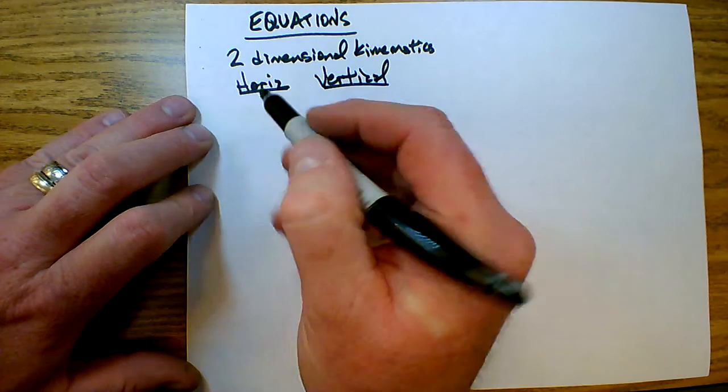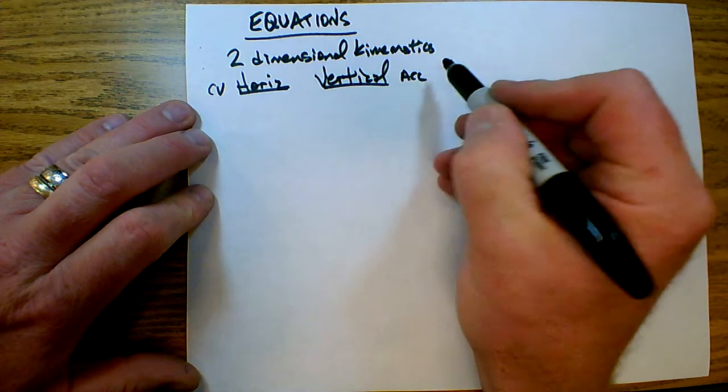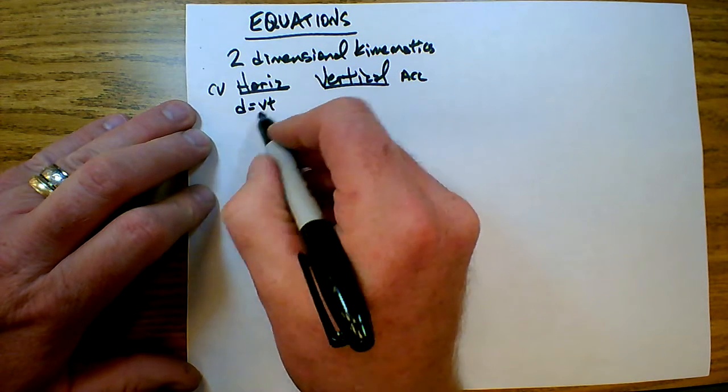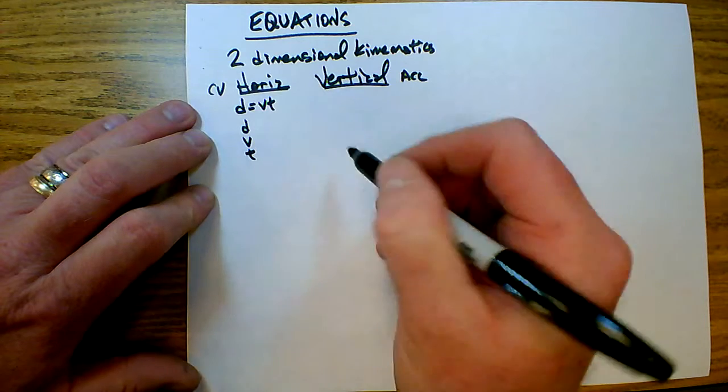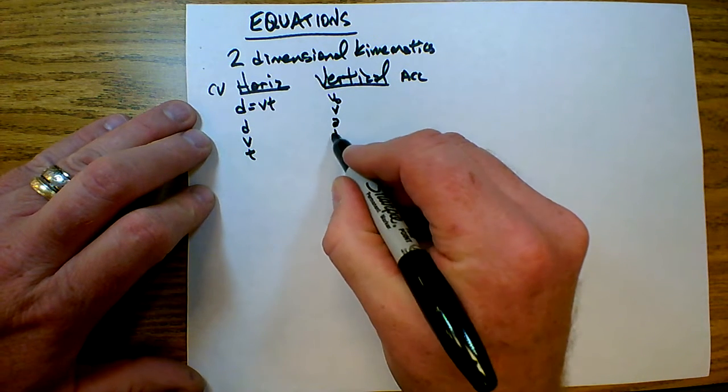And horizontally, we have constant velocity. Vertically, we have constant acceleration. And the constant velocity means there's d equals vt. That's our one and only equation. So we have d, v, and t. And vertically, because we're accelerating, v naught, v, a, d, t.